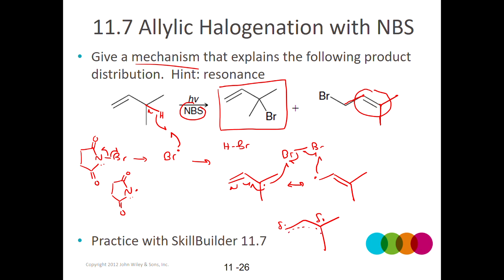But in the resonance hybrid, since the tertiary radical is more stable than the primary, this might have a larger partial radical than this, and in the transition state where this radical starts to connect, that transition state might be more stable. So that pathway that produces this structure might be favored. So this one's going to be kinetically favored. And this one here is going to be thermodynamically favored.